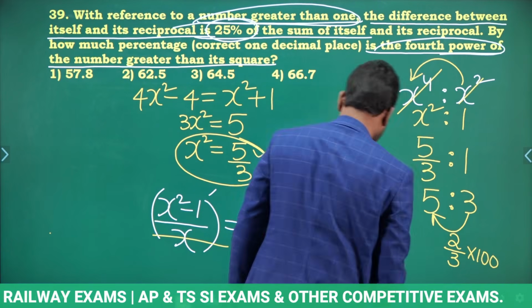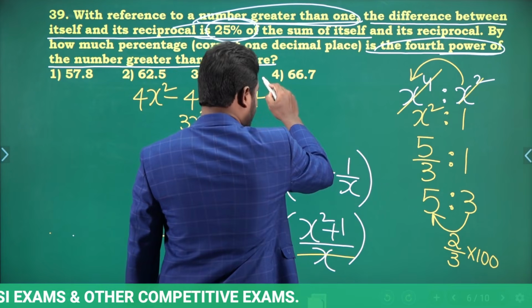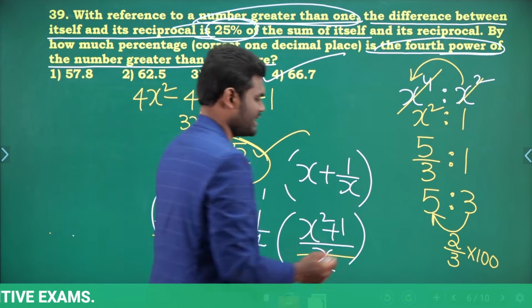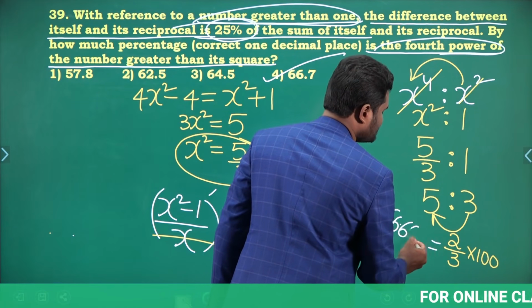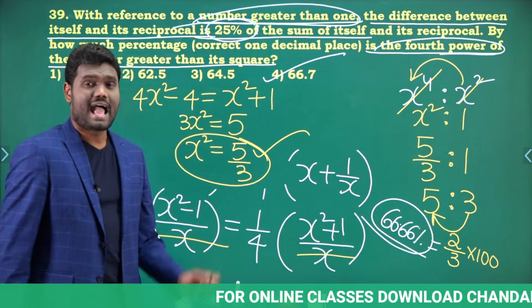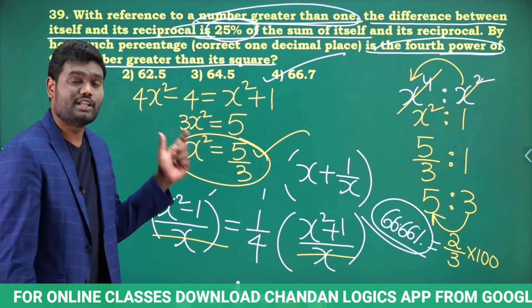So 2 by 3 is nothing but 66.66%. As it is an approximate value, it is going to be 66.7%. Yes or no? Why? Because 2 by 3 is nothing but 66.66%. Very, very simple.